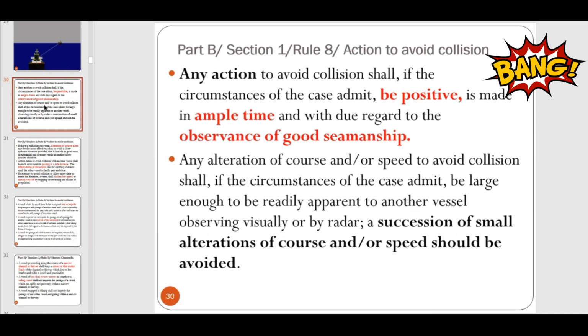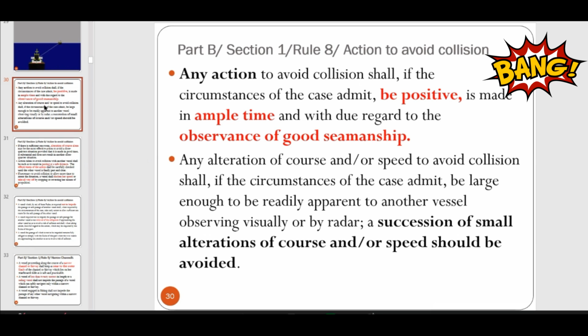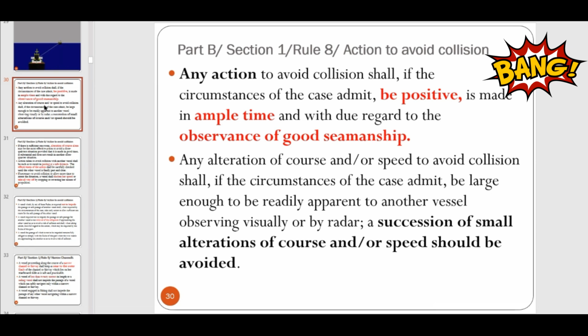Yes, sir. See, that is why it says visually or by radar. Visually, if any small alteration of course is done when the vessel is, let's say, about 8 to 10 nautical miles away, and you just alter 5 degrees, it will not make much of a difference. That fellow, observing visually, will feel that you have not altered at all. If he does notice, a small alteration of 5 degrees from that far away will not be easily noticed.